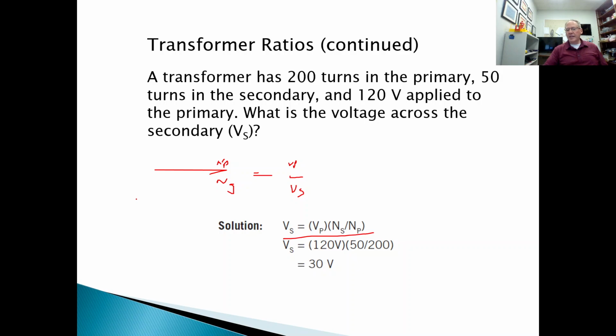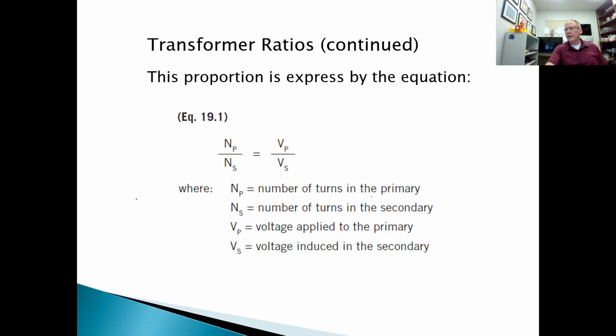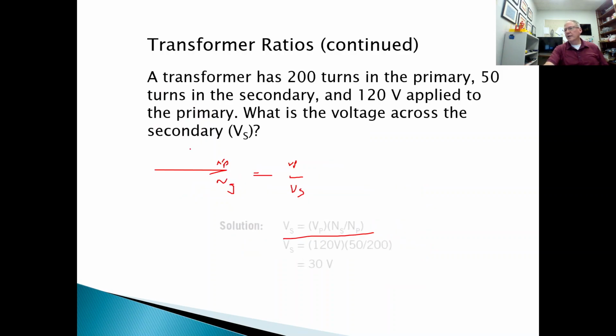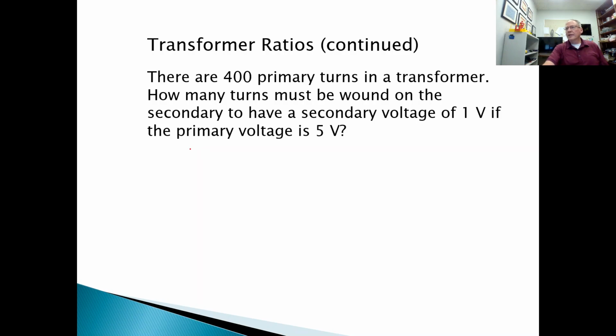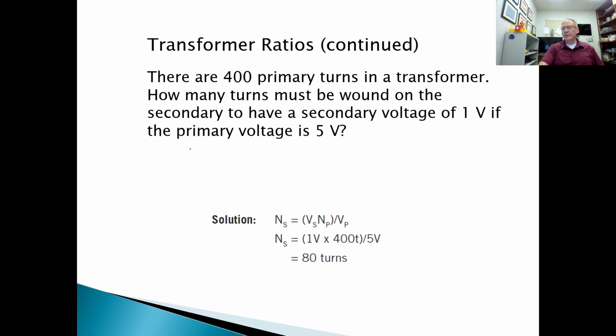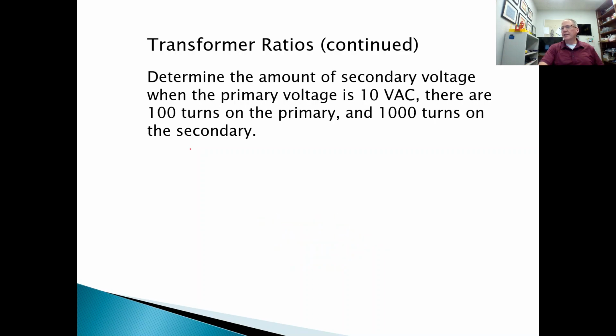Well, it came from this formula here. So always start with this equation 19.1 and then work your way to wherever you're going. Okay, so there's 400 turns, primary turns in a transformer. How many turns must be wound on the secondary? So again, if you solve, you'll get 80 turns.